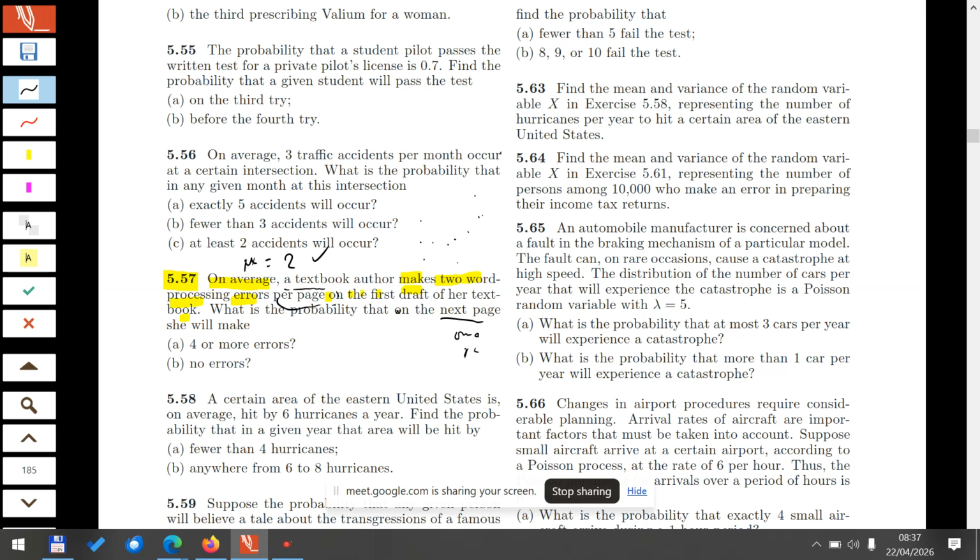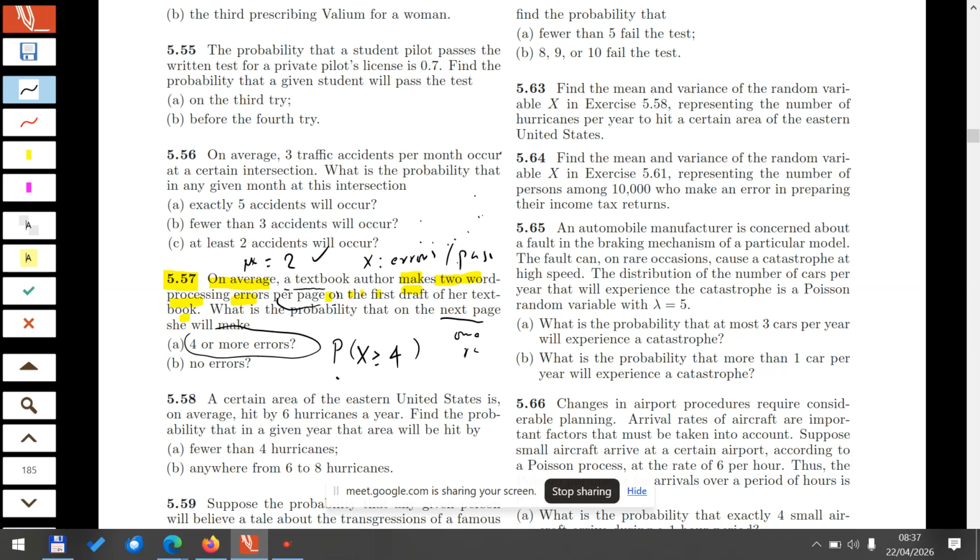So because there's one page, you can simply go with mu and forget about lambda. She will make four or more errors. So now how do I frame this? Probability. And let's say x is the number of errors. I defined x to be errors per page, a random variable. So how do I frame this problem? X here is 4, and what should I write here? Greater than or equal to.